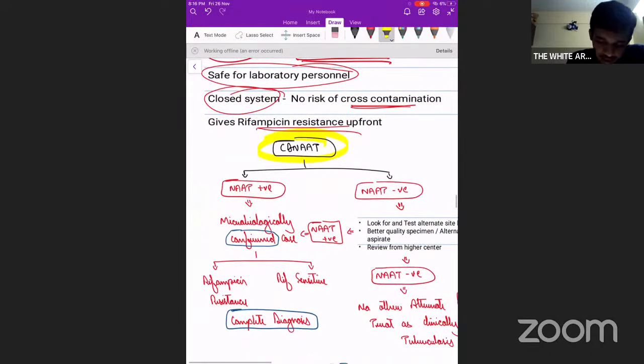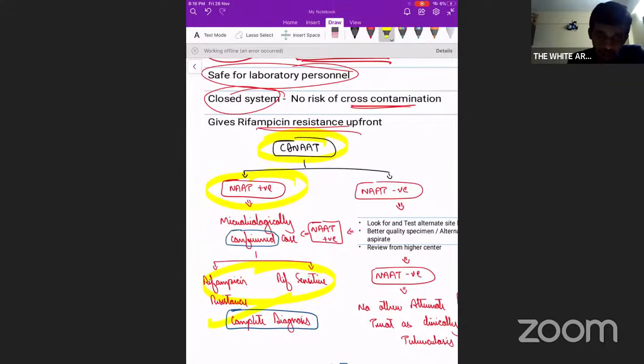Okay, next is if it is NAT positive. If it is NAT positive, we have finished with step 1. We have finished with step 2. All we need to do is complete the treatment by confirming whether it is rifampicin sensitive or not. Once we complete it with the drug sensitivity testing, we get the complete diagnosis.